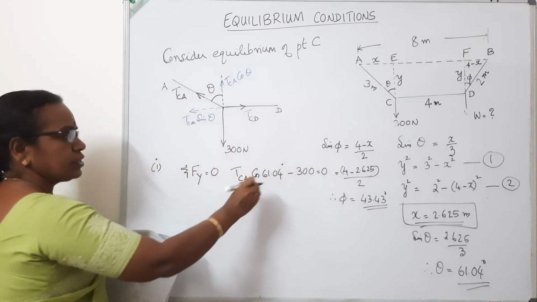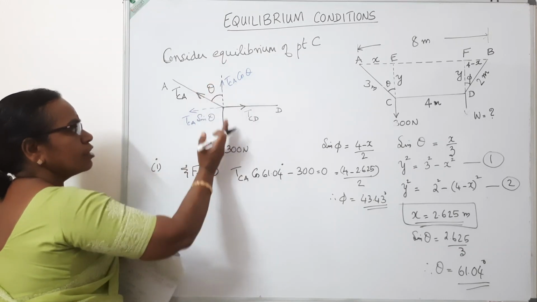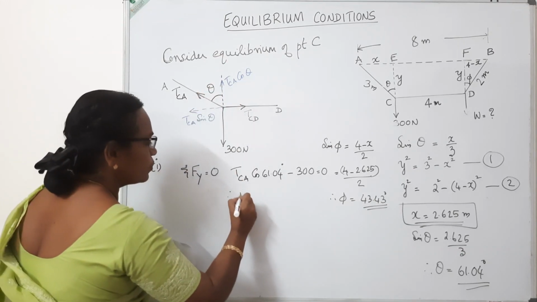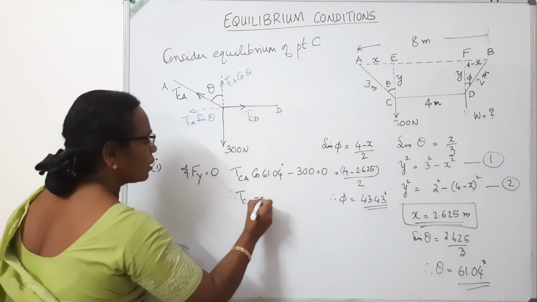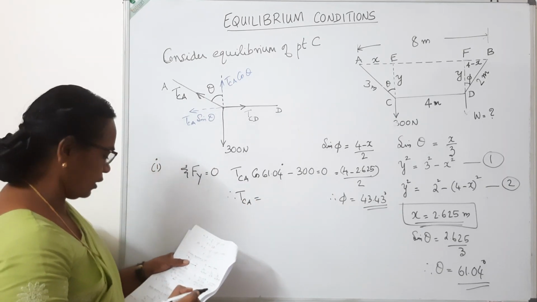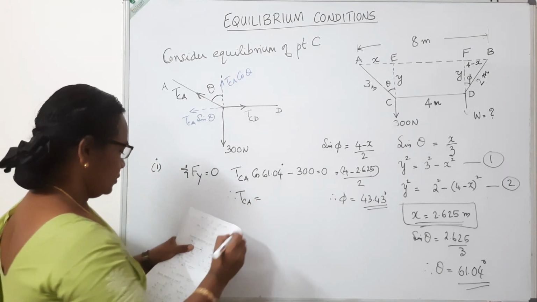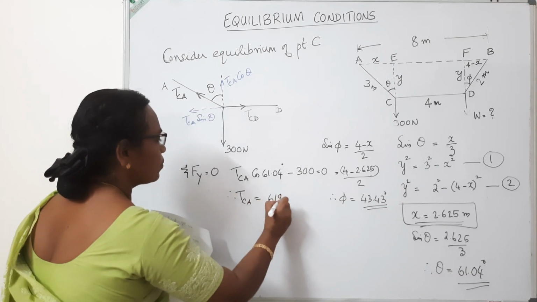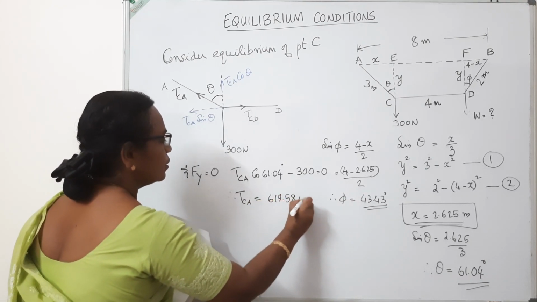This is the equilibrium equation. Consider the vertical equilibrium of this joint. From that you get the tension in wire or rod CA is equal to 619.58 Newton.